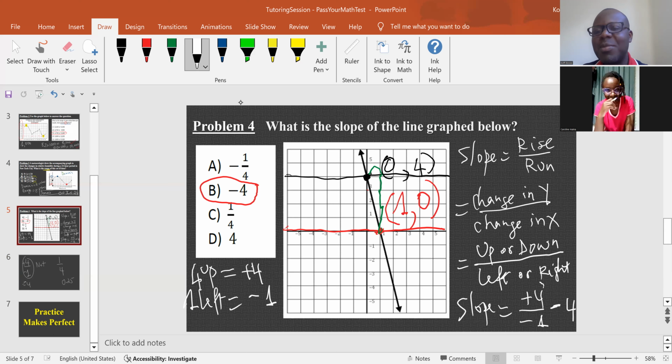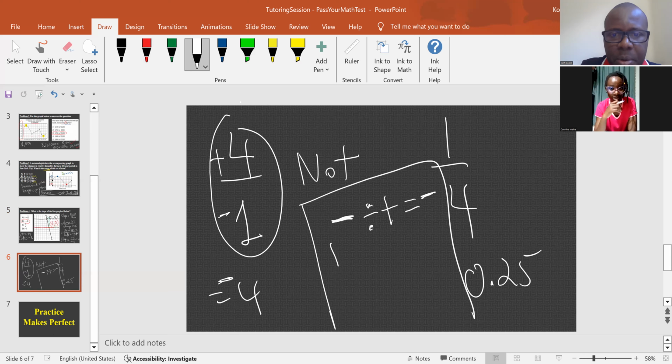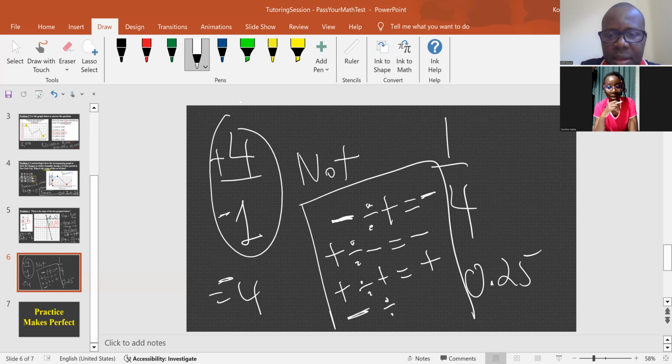Here it has to be negative because every time you divide negative by positive, that gives you negative. Okay? Every time you divide positive by negative, that will give you negative. Every time you divide positive by positive, that will give you positive. Every time you divide negative by negative, that will give you positive.